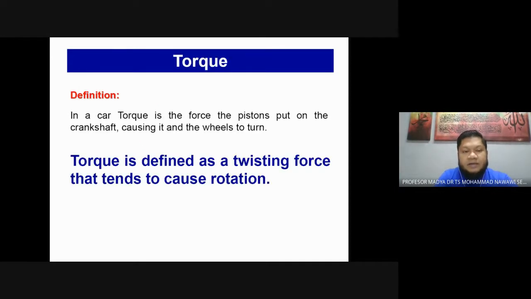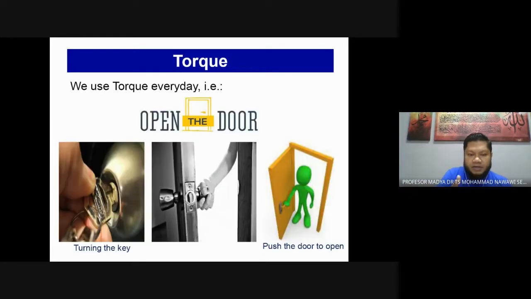Torque is, for example, in a car, the force the piston puts on the crankshaft, causing the wheels to turn. So it is defined as a twisting force. Rather than a linear force, torque is actually the twisting force. Just like when you open the door, or you turn the key, there must be a torque, instead of a force, because it's the turning of the key.